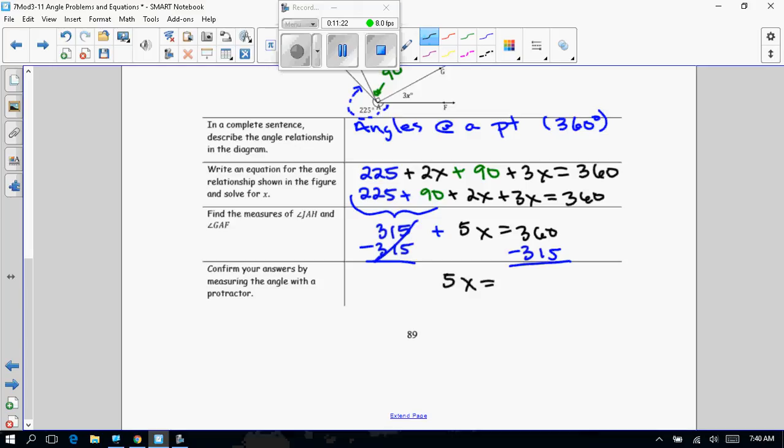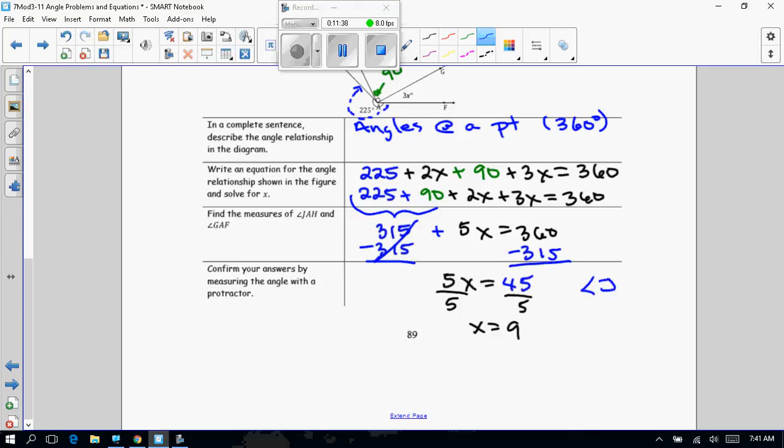Yeah, 45. So I'm going to have 45 here. And then I'm going to divide both sides by 5. And x equals 9. And that's awesome, but that is not what the question is. I want to know, how big is angle JAH?